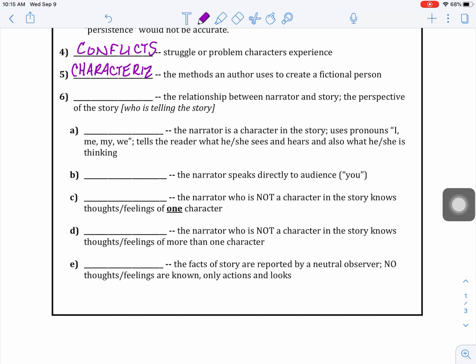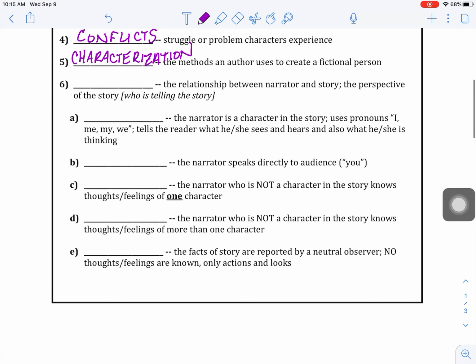How does an author create a character? What ways do they let us get to know the character? Number 6 has a lot of parts you can see.